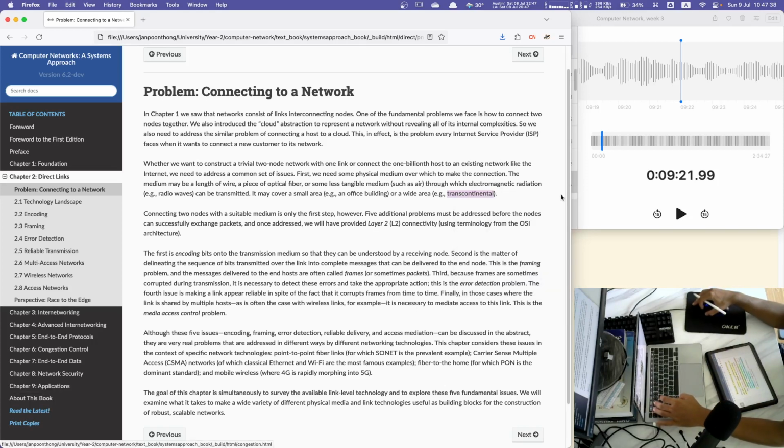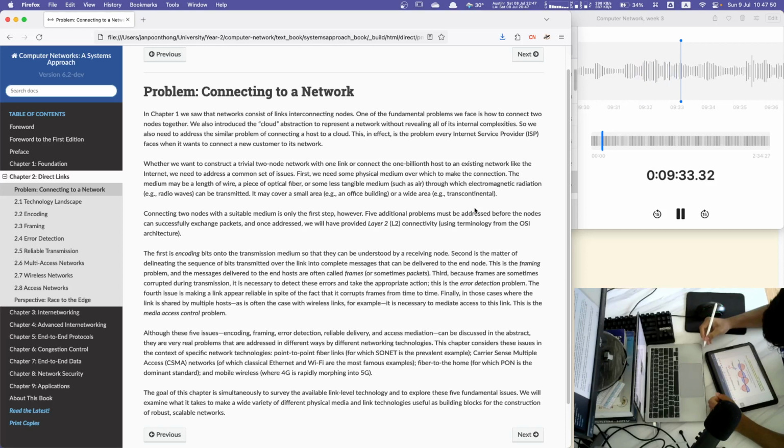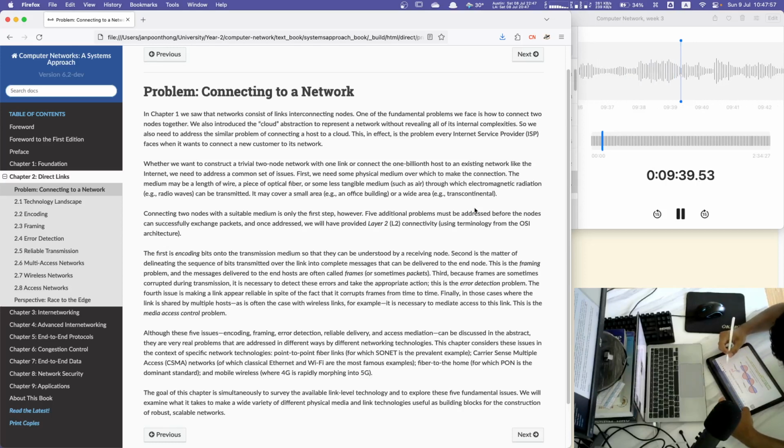Waves travel either through cable or the air. What is air? Wi-Fi, or optical fiber. So that means it may cover a small area like an office, or a wide area. We don't know, it depends on the network. Okay, so this is the electromagnetic waveform.